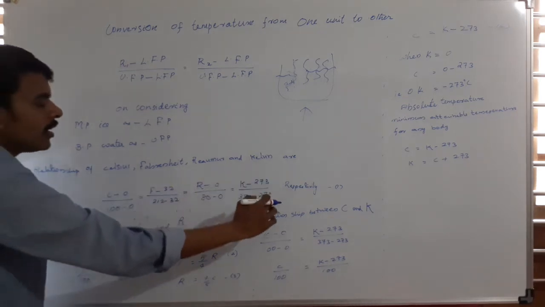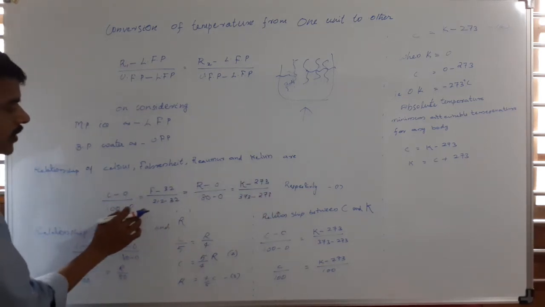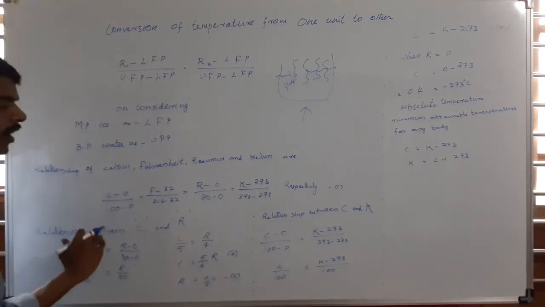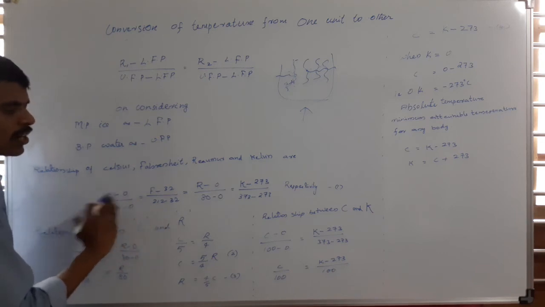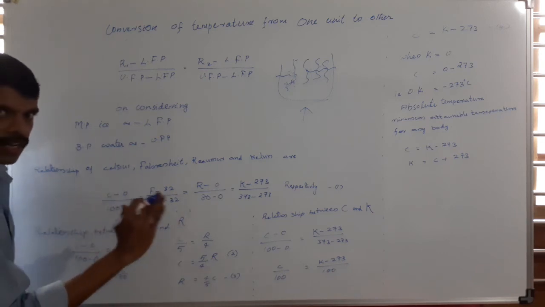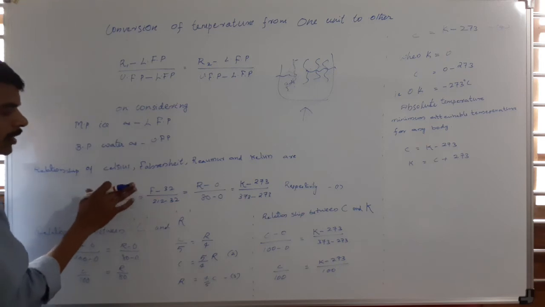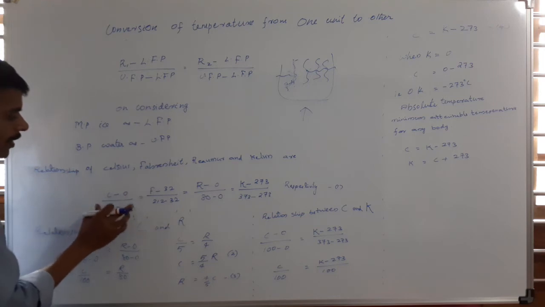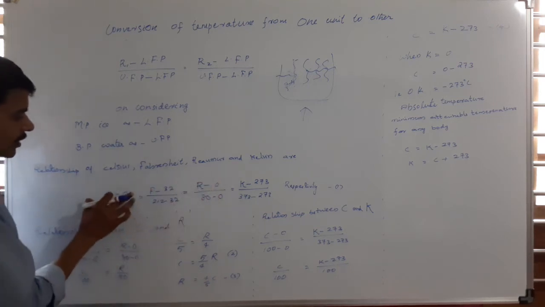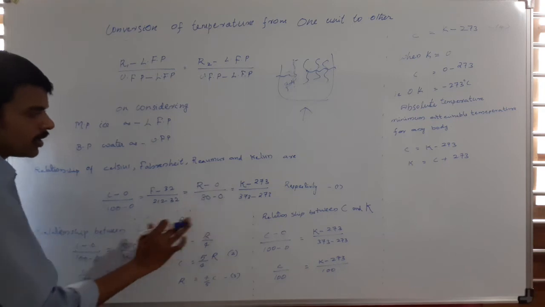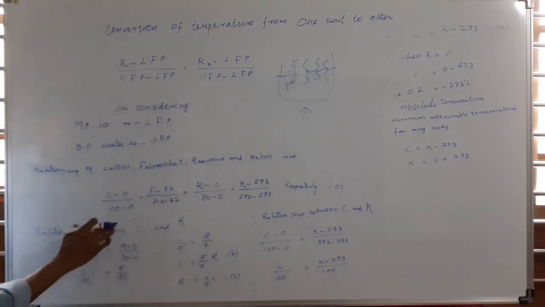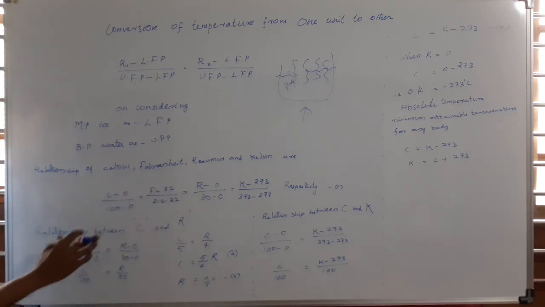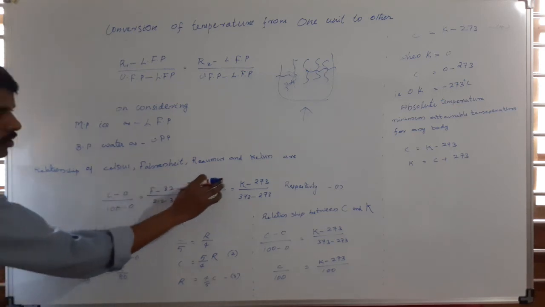So this is the relationship between Celsius, Fahrenheit, Romer, Kelvin. Whenever you are asked to find the conversion between any two temperature scales, look at which temperature scales you have to compare. For example, if you have to compare Celsius and Romer, then take this part and this part, then equate it. Celsius and Fahrenheit we have already discussed, so I am discussing Celsius and Romer.